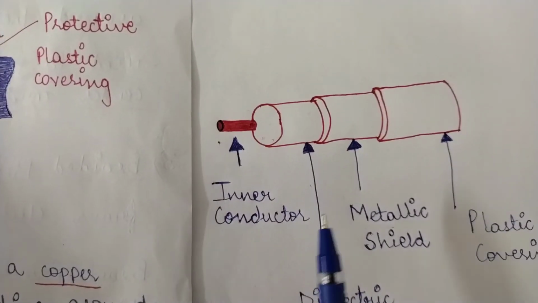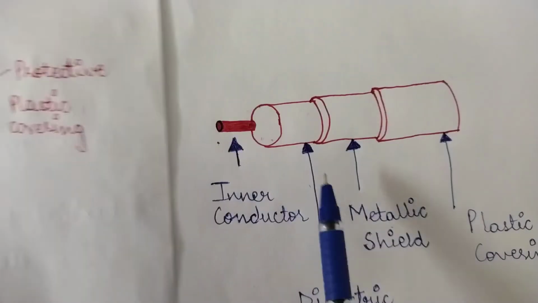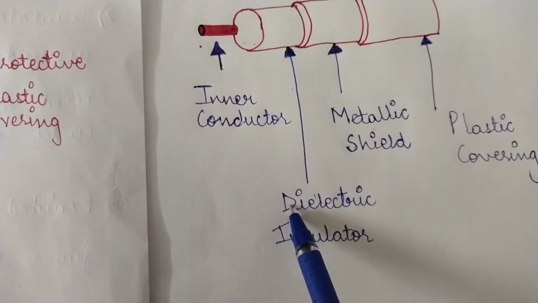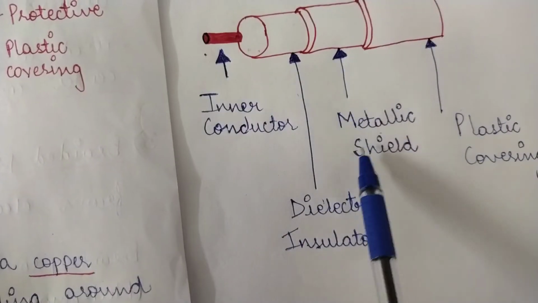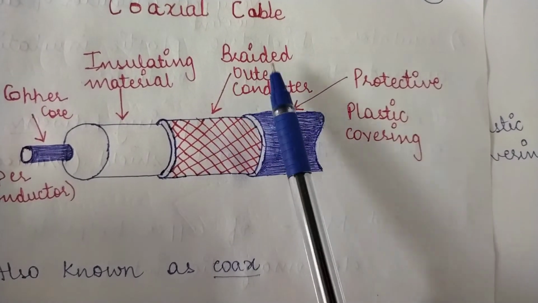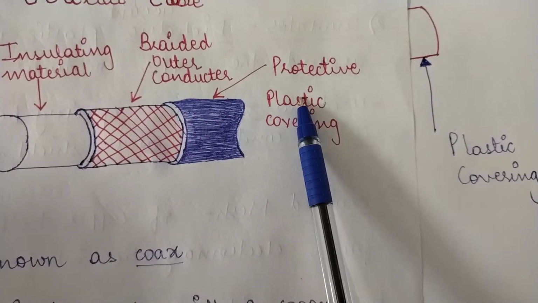Right, the inner conductor or the copper core, then the dielectric insulator or the insulating material, then the metallic shield or the braided outer conductor, then the plastic covering or the protective plastic covering.